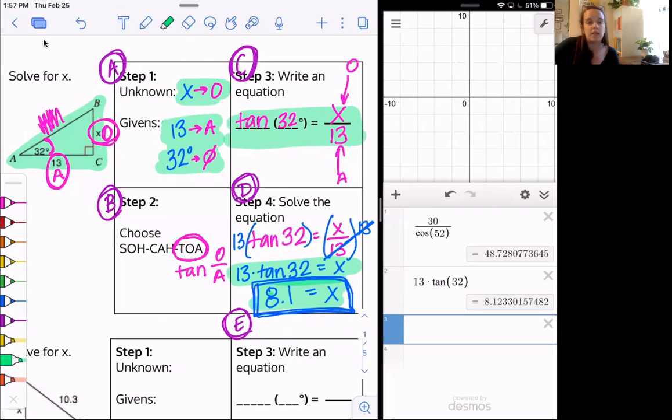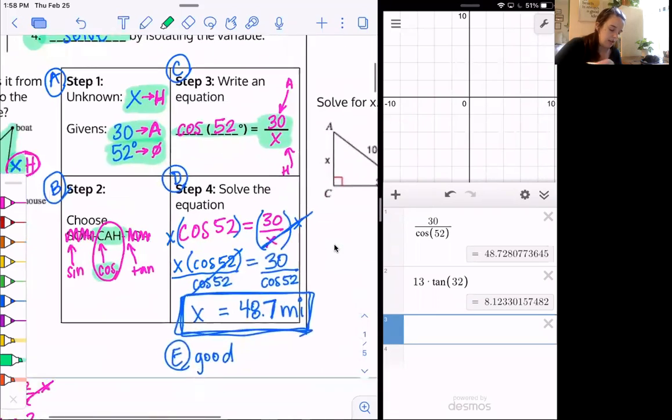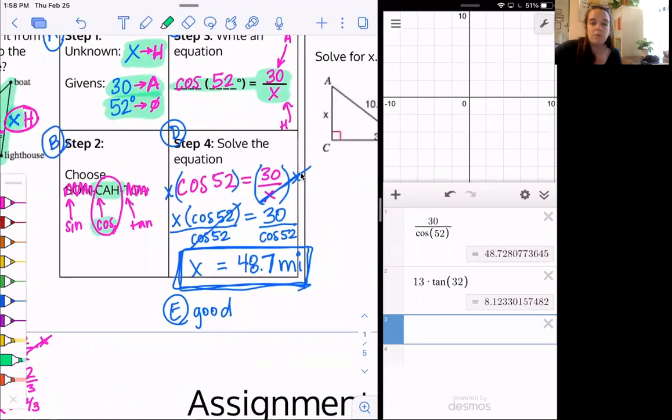Oh, good question, Mia. I didn't even see that. I'm seeing it now. So Mia, why didn't we divide is a great question. On the last one, on this one here, we had to move the X to the other side, to get it out of the denominator. Then X was now next to cosine 52, so we had to get the cosine 52 over here. So we had to do 2 steps because X was on the bottom, right?